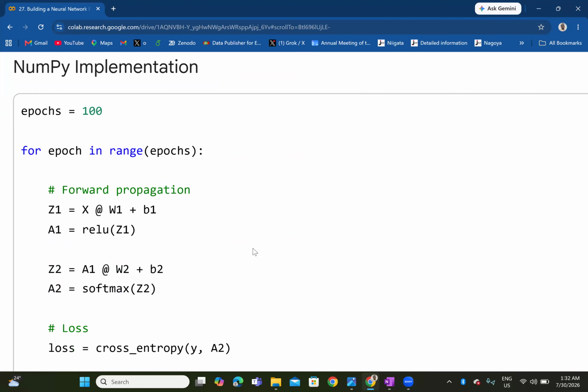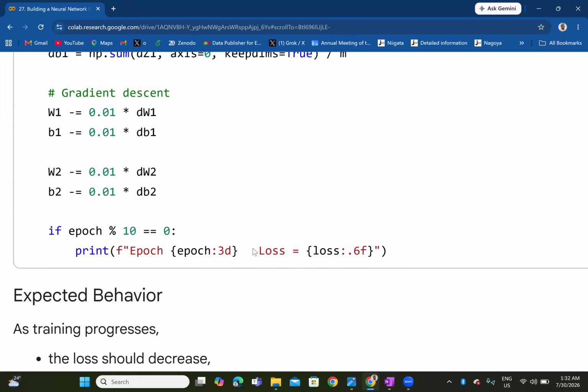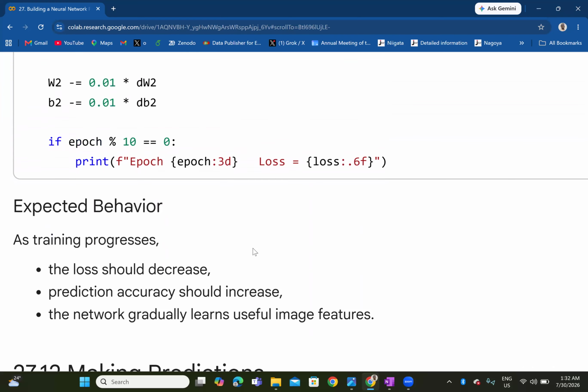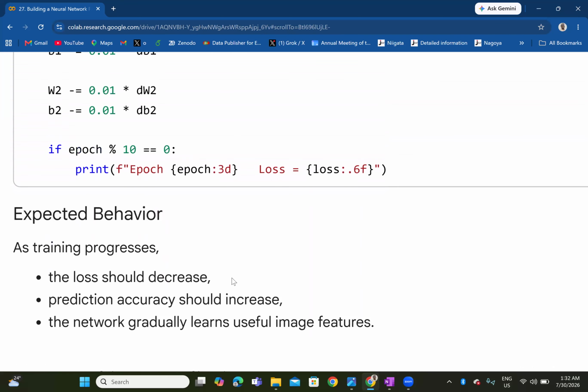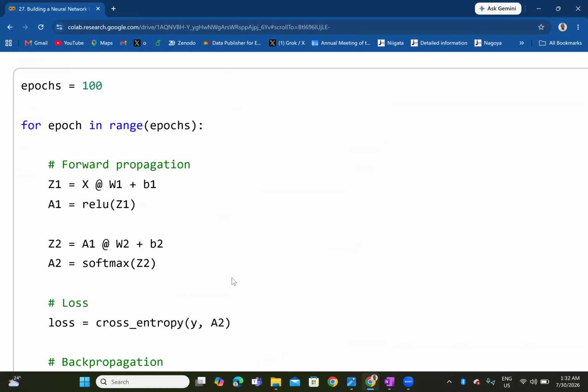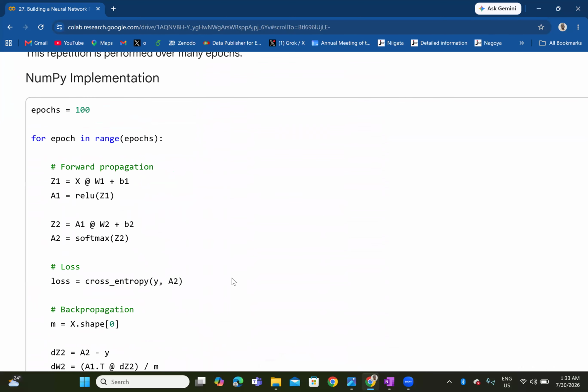Okay, this is not meant to be run. It's just for explanation because we are still going to run it at the end, after now. So the expected behavior here is that as training progresses, the loss should decrease. This is a combination of everything we've been talking about before we got here.